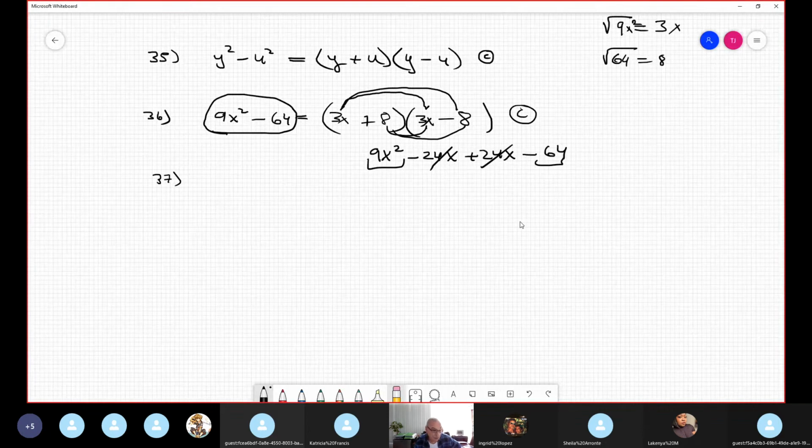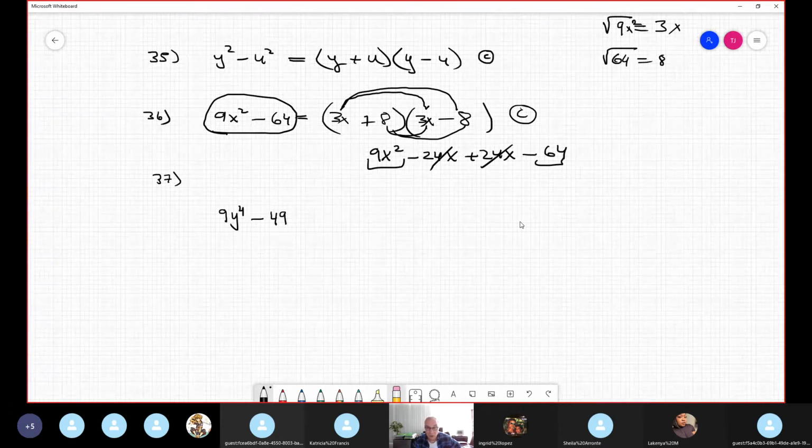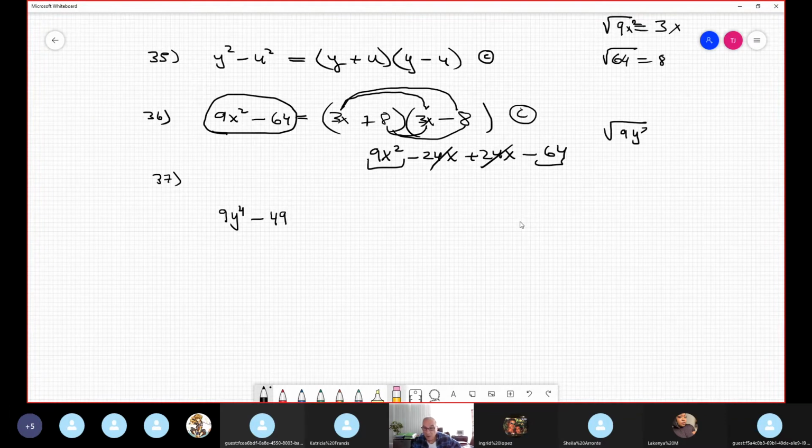Well, 37 is similar, it is 9y to the fourth power minus 49. This problem brings a new situation because it's fourth power, but fourth power is also an even exponent, so it is a difference of squares. When you talk about a square, it's because the exponent is even. The square root of 9y to the fourth is 3y squared. And the square root of 49 is 7.